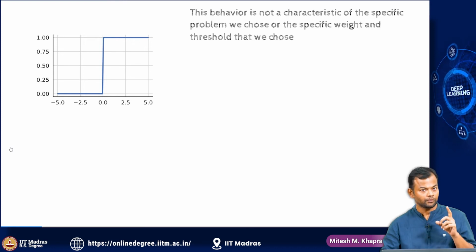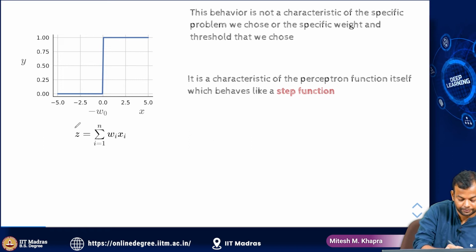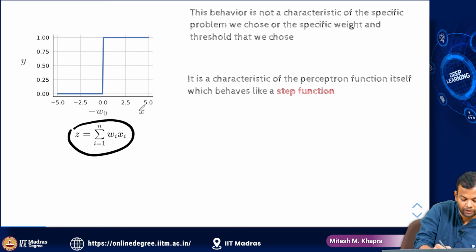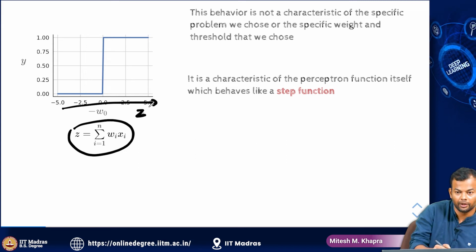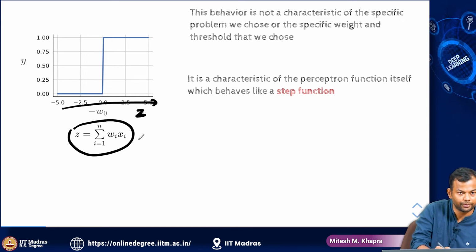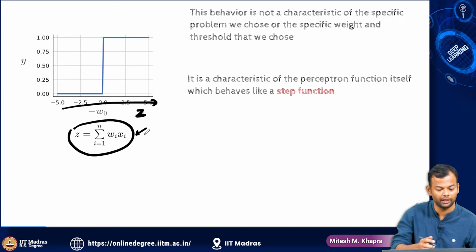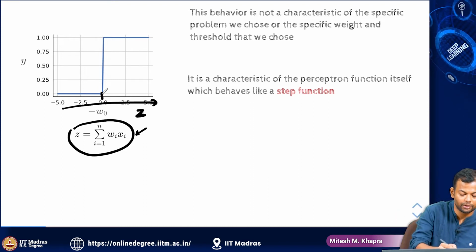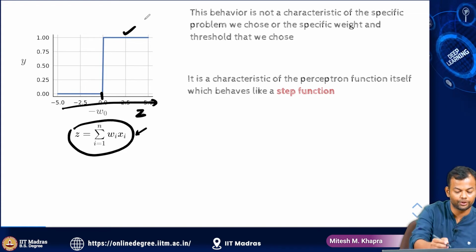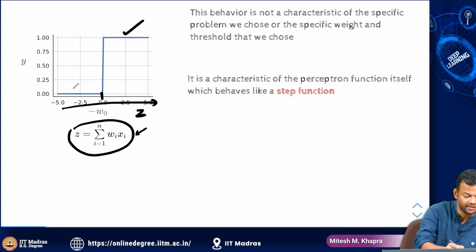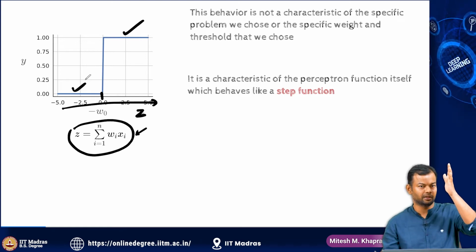So what I have here, this is my z-axis, okay? On this axis, I have z, where z is the weighted sum of the inputs. So this quantity I'm calling z, which we have seen is the weighted sum of the inputs, okay? And this is my threshold. I know that when z crosses the threshold, my output is going to be 1. And when z is less than the threshold, my output is going to be 0. So there is going to be this sharp increase at 0.5.